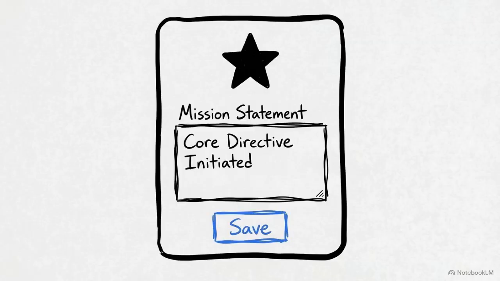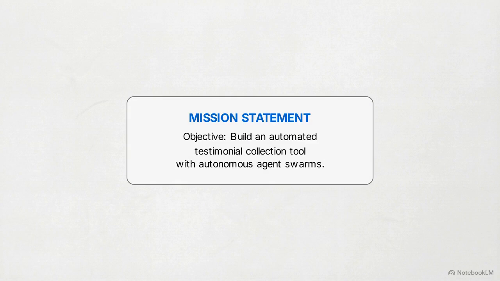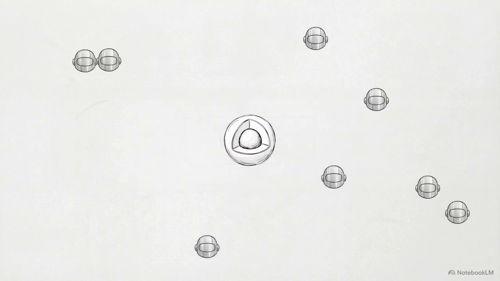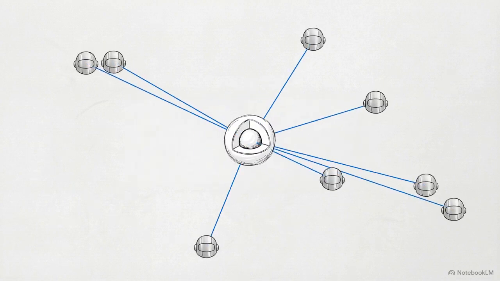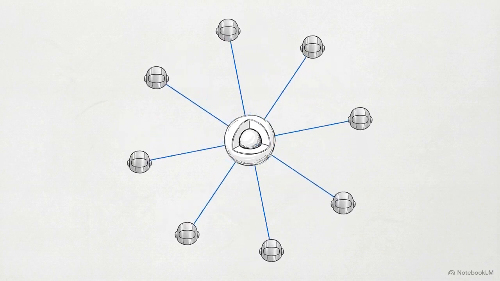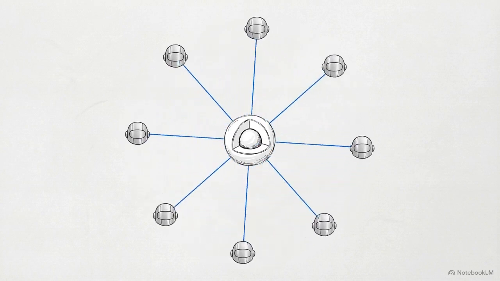First, you must initialize your company by defining a central mission statement. For example, a directive to build an automated testimonial collection tool. This text is critical. It acts as the immutable operating context for every AI agent you deploy, ensuring the entire organization aligns with a single overriding goal.